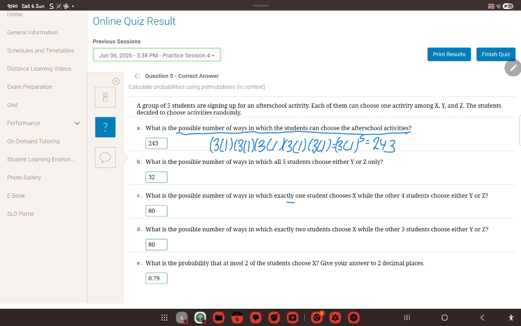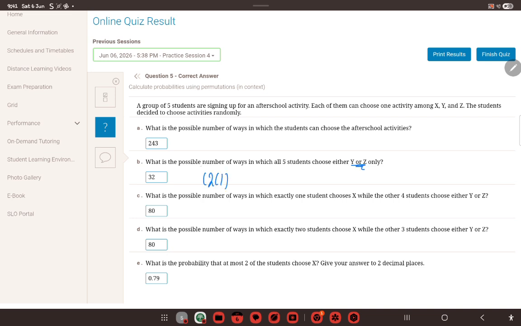I got this way from Sabis Education since I didn't understand how to solve it. Now they want what is the possible number of ways in which all 5 students choose either Y or Z. So there's 2 options, they can choose one. And for all of the 5 students, 2C1, 2C1, 2C1, 2C1, 2C1, which is equal to 2C1 to the power of 5, which is equal to 32.